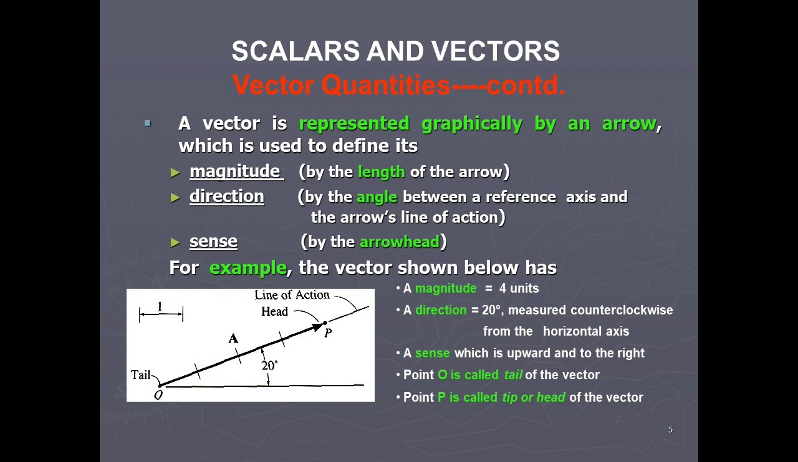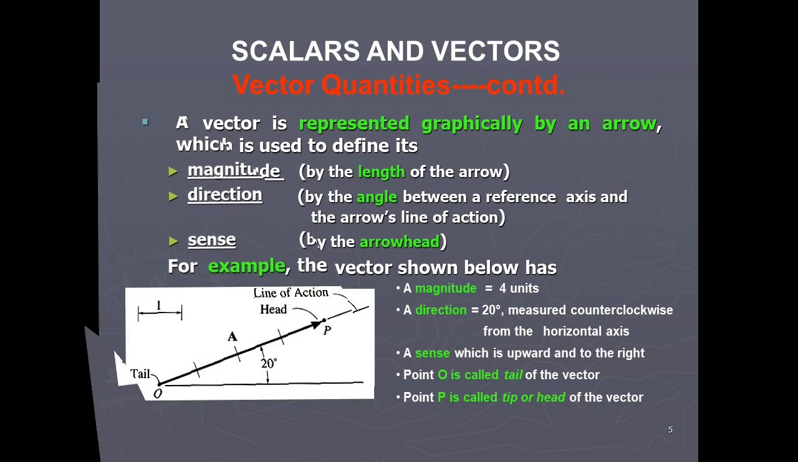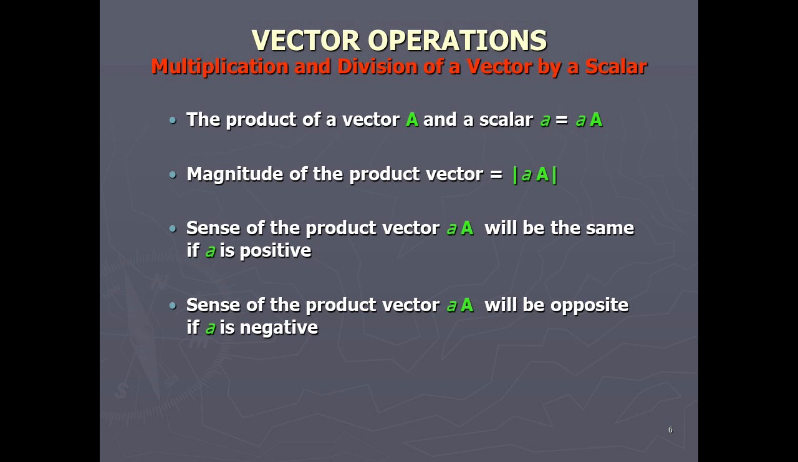It mustn't always be with respect to the horizontal axis, but it has to be with reference to a reference axis. Okay? And then the sense, which is upward and to the right. And point O is called the tail of the vector, and P is called the tip or head of the vector. Now, vector operations: multiplication and division of a vector by a scalar.